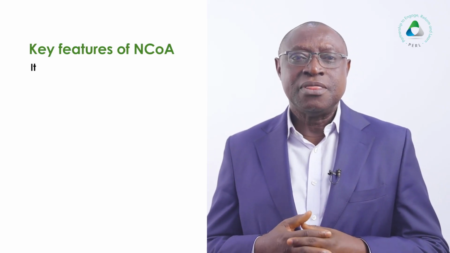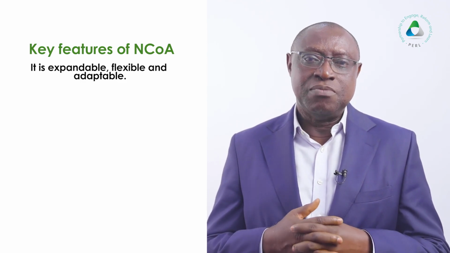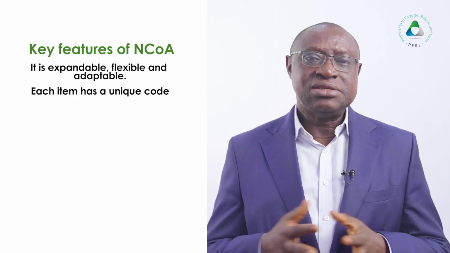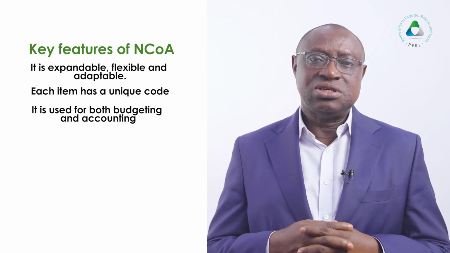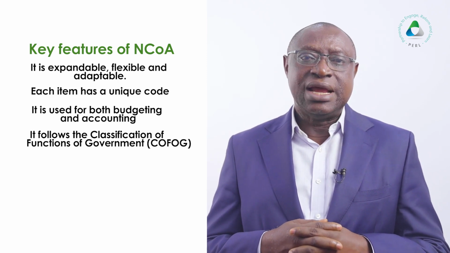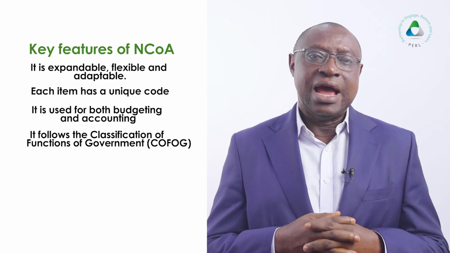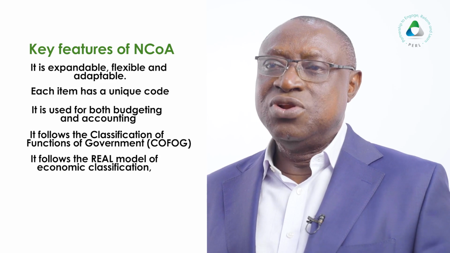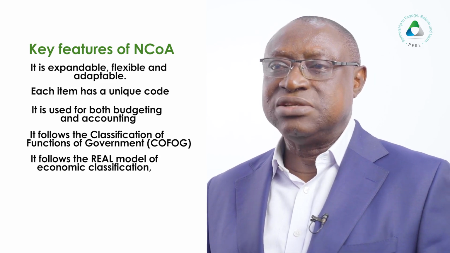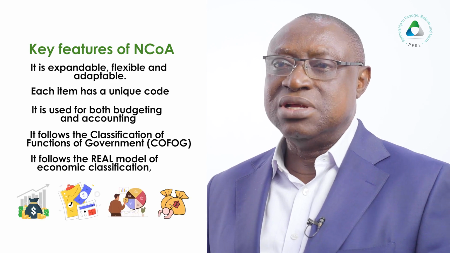The key features of the NCOA are: it is expandable, flexible, and adaptable. Each item has a unique code. It is used for both budgeting and accounting. It follows the Classification of the Functions of Government, COFOG, as provided in the IMF's Government Finance Statistics. It also follows the RAEL model of economic classification, which stands for revenue, expenditure, assets, and liabilities.